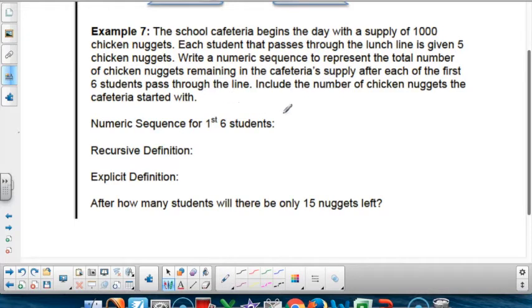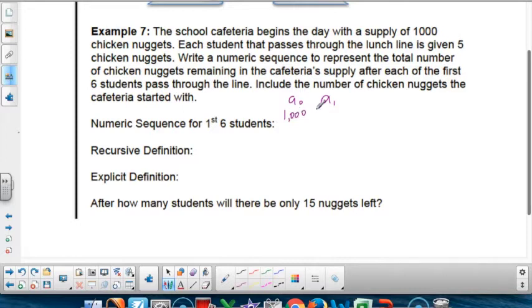So, the cafeteria started with 1,000. That is kind of student 0, right? That's before anybody goes through. We don't usually start with 0 when we're dealing with arithmetic sequences, but that's kind of what's happening here. After student number 1, well, each student gets 5 nuggets.